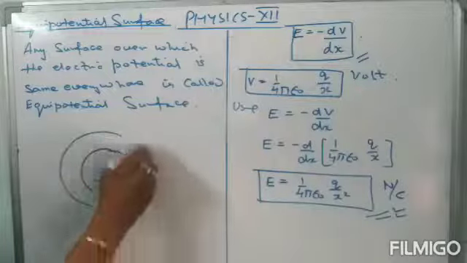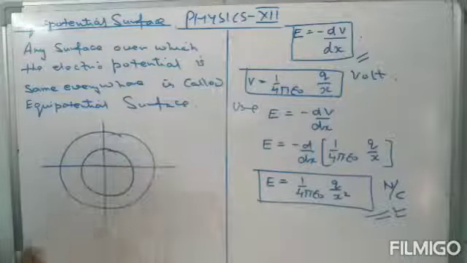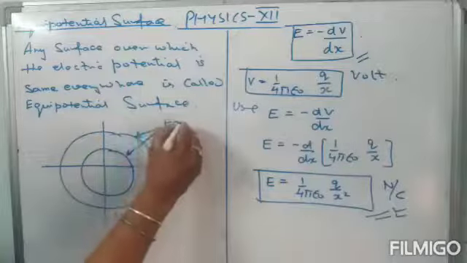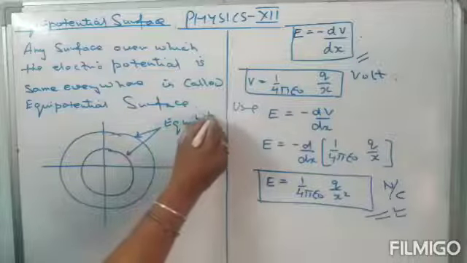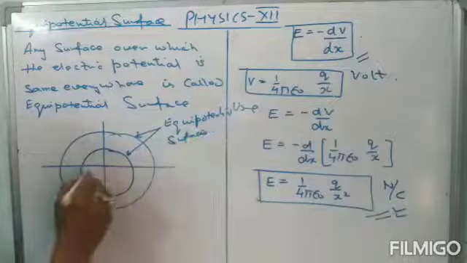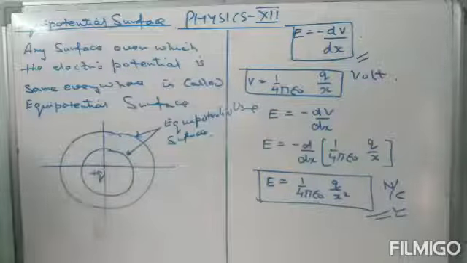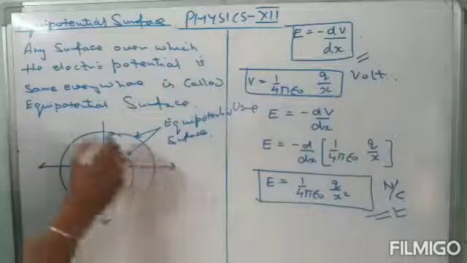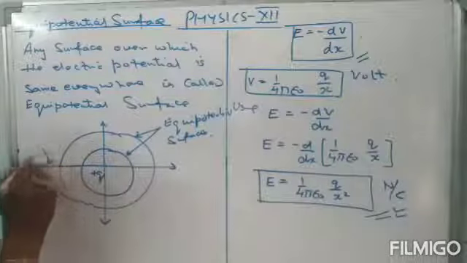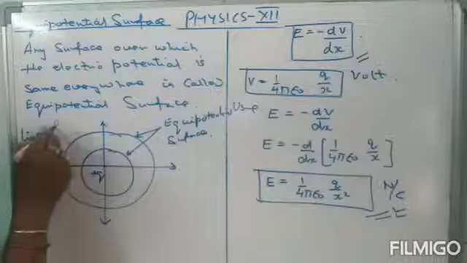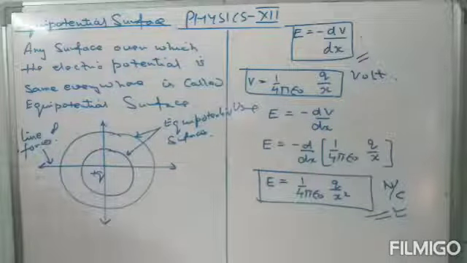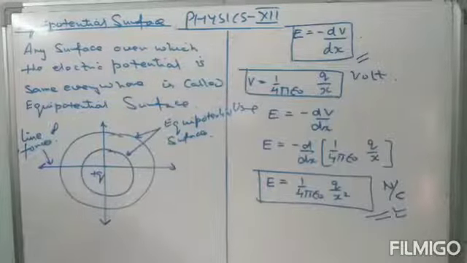I will draw equipotential surfaces. These two are equipotential surfaces because I have taken a plus q here. Lines of forces are passing normally to the surface. This we call lines of forces. Now, the important properties of equipotential surface.